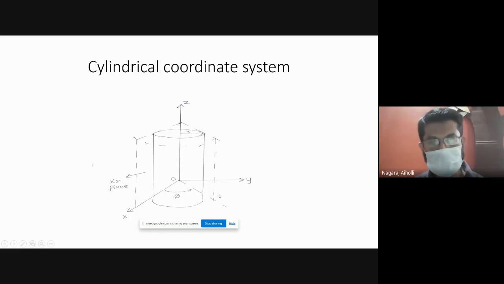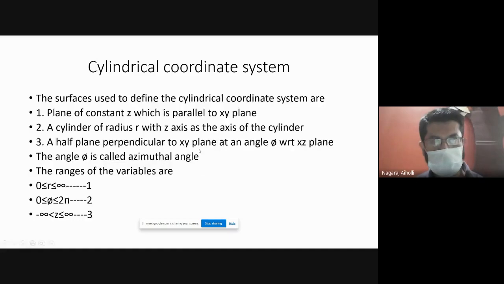It is not an actual plane, and as it is placed in between, it is called a half plane. That is why the name given to this is the half plane perpendicular to the xy plane, which makes an angle phi with respect to the xz plane. This angle phi is called the azimuthal angle.